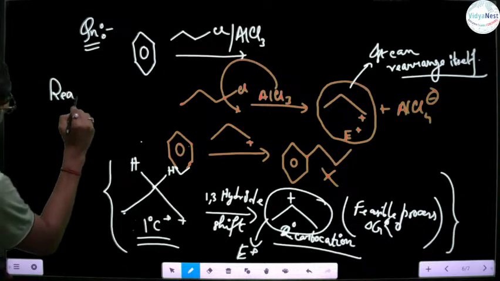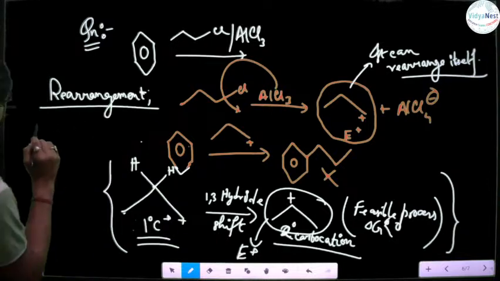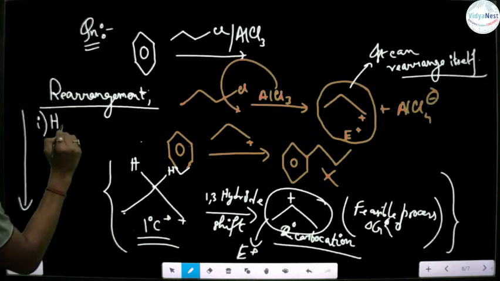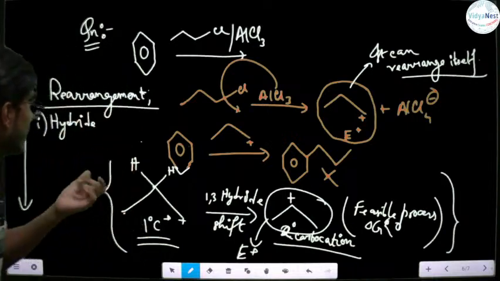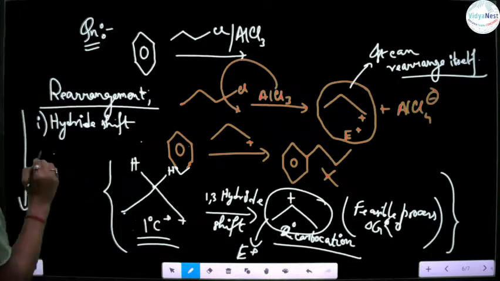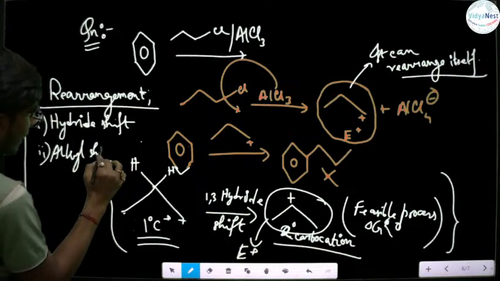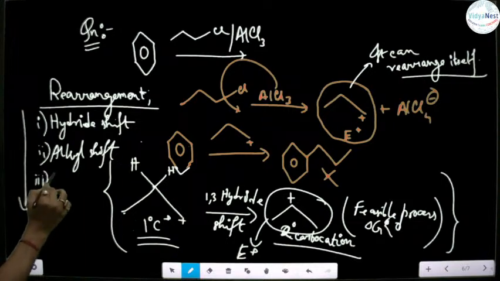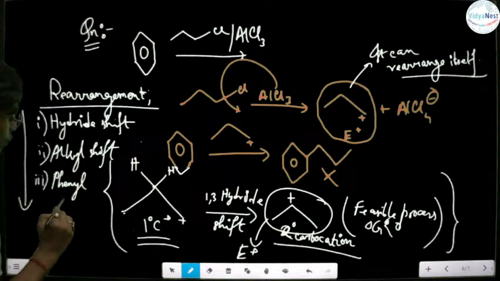So if we talk about the rearrangement, this is the priority order I'm writing down. From top to bottom, the priority goes. First, we will check for hydride shift, that is, whether there is a corresponding hydrogen atom present in the adjacent carbon or not. The second thing we will check for is alkyl shift. Alkyl can be methyl, ethyl, anything. If there is an alkyl group, we can also shift it. The last one is the phenyl shift. If there is a benzene ring, we can also shift the phenyl ring.